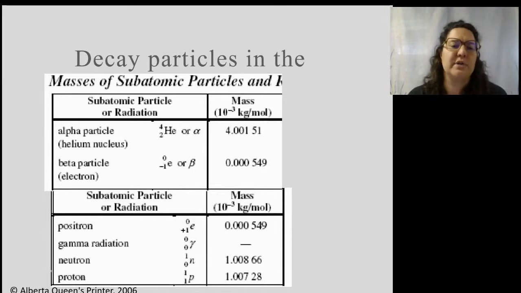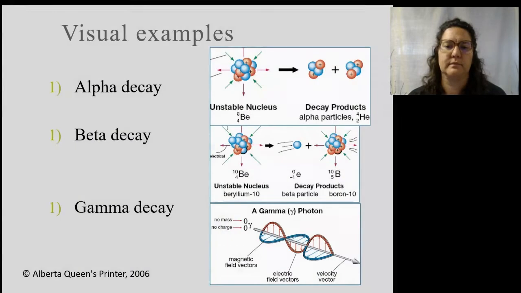So here are those three subatomic particles. We have alpha particles, which are a helium nucleus or the alpha symbol, beta particles, which are our electron or a beta symbol, and then gamma radiation, which has no mass and is represented by a gamma symbol. Here we have alpha decay, where an unstable nucleus can decay into alpha particles, beta decay, where an unstable nucleus will decompose into a more stable nucleus and an electron, and then gamma decay, which is a photon, where it doesn't change the mass of any objects.